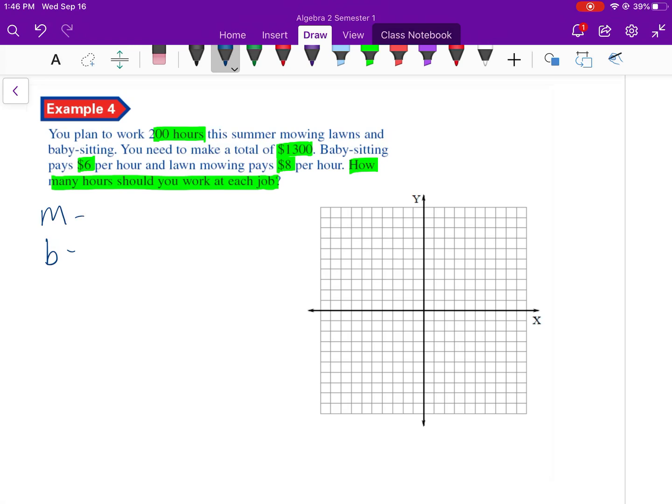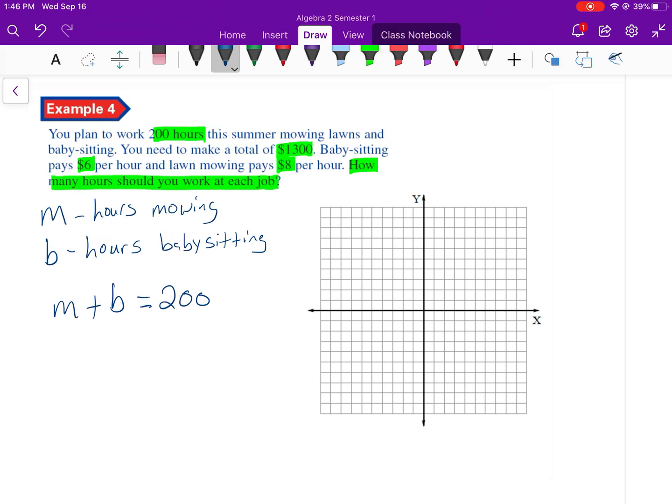Okay, and the question is saying how many hours should we do each of these jobs. So we're going to say hours mowing and hours babysitting. Okay, now that we have our variables defined, we need to come up with a system of equations. Okay, we're planning to work 200 hours. If we're doing two jobs, it's going to be a combination of the hours that we work mowing and the hours that we work babysitting, which is exactly what our variables are. So the number of hours mowing plus the number of hours babysitting should equal that total of 200.